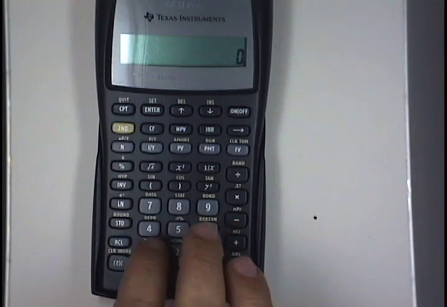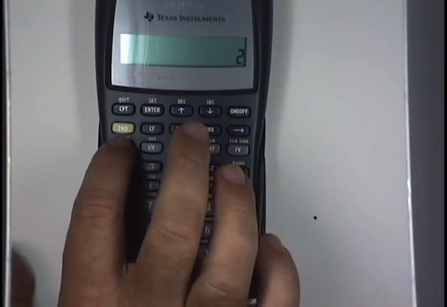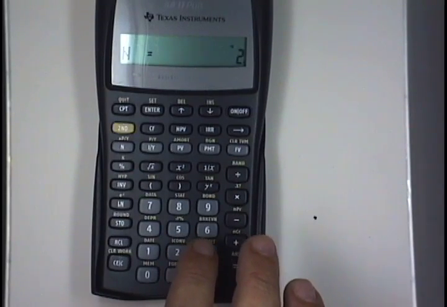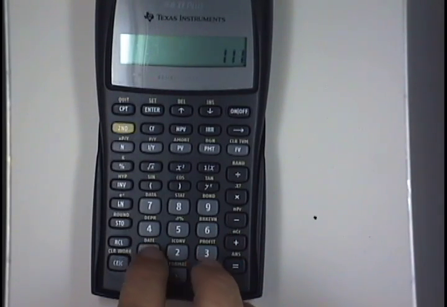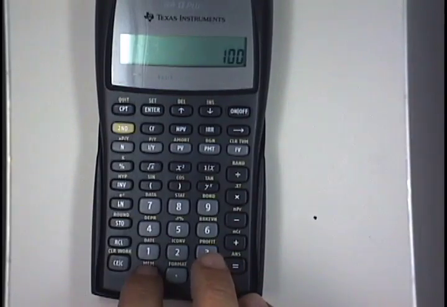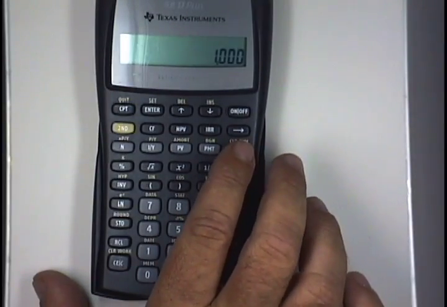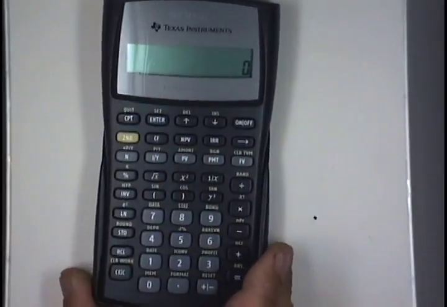Why didn't it do it? Okay, 2n, 8 I over y. All right, we'll try it once more. I think I got it figured out. I think I know what I'm doing wrong.